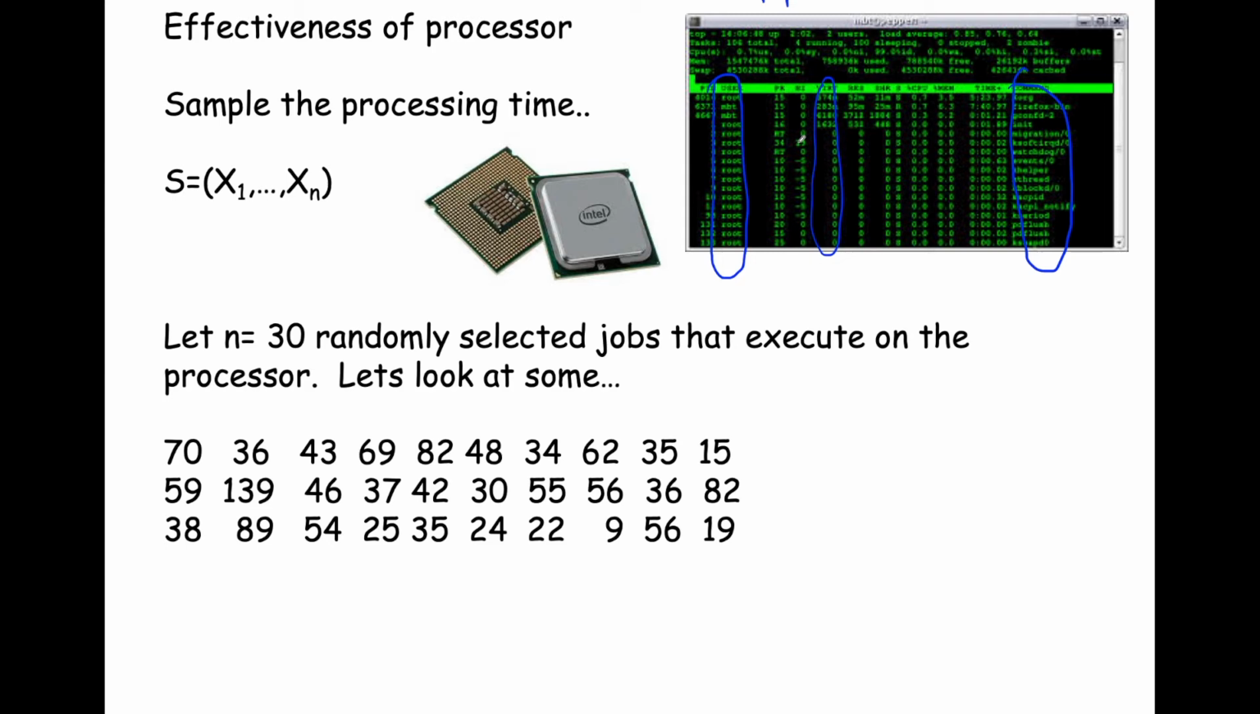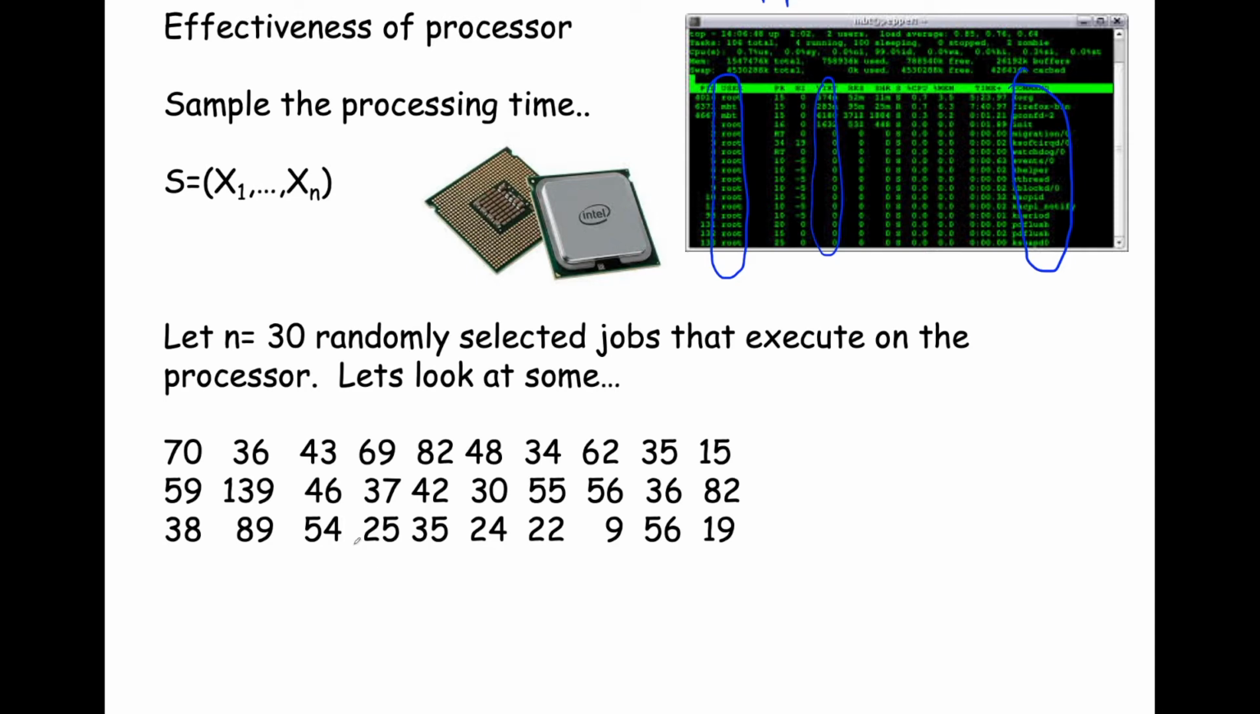Now, let's imagine we had a set of sample measurements for the processing time, the amount of time they spent running for each of 30 processes. And so we have n equals 30, the number of jobs on a machine that are selected randomly, and you're going to be looking at the time they spend running on the CPU. So here's S, that's the sample, and you have the first measurement, second measurement, and so forth, up to and including n equals 30, the 30th measurement.